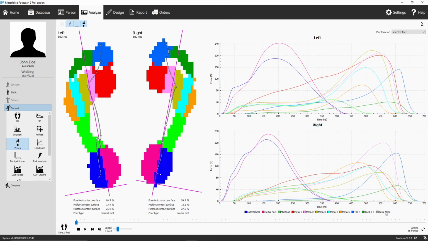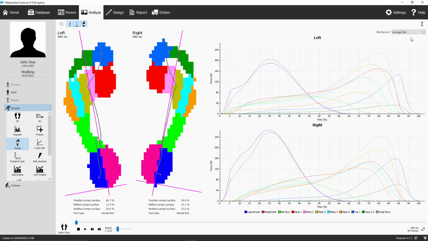You can look at this graph for each foot individually, or you can change the setting to Plot Force of on the top right to Average Feet to see the average force values for each zone.